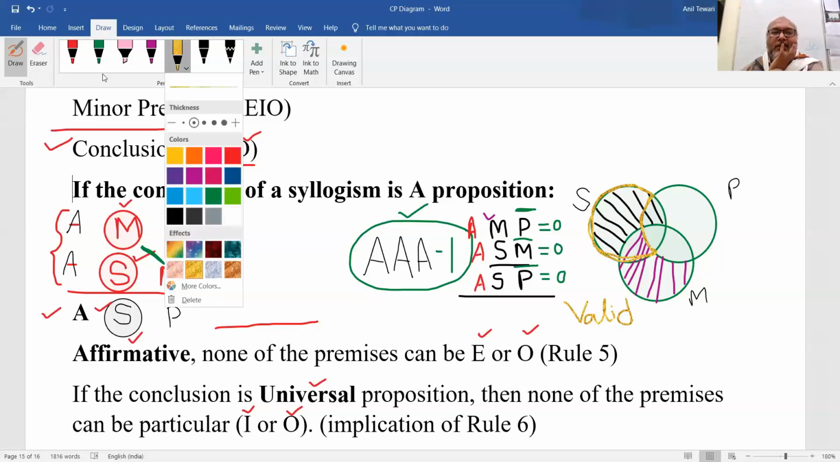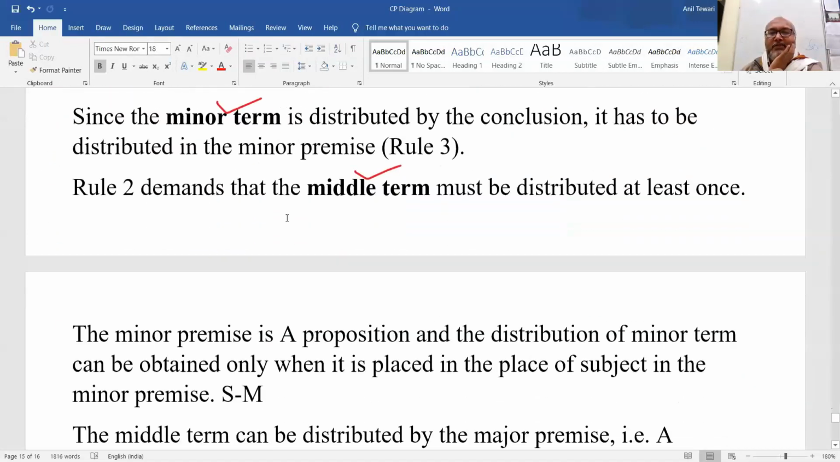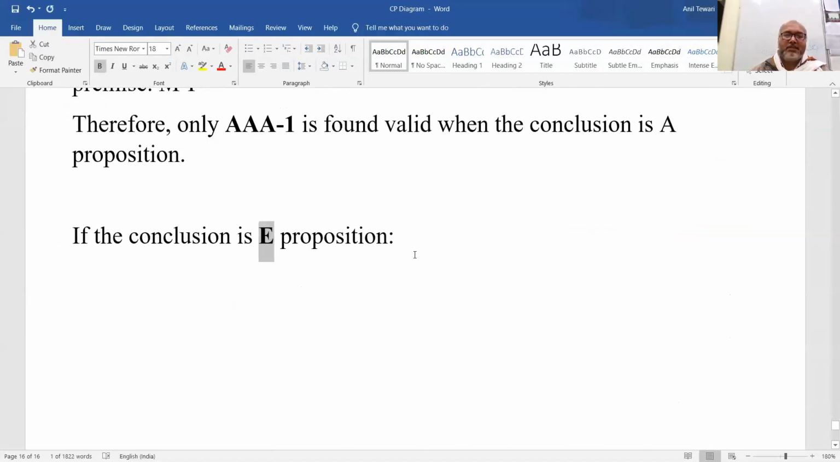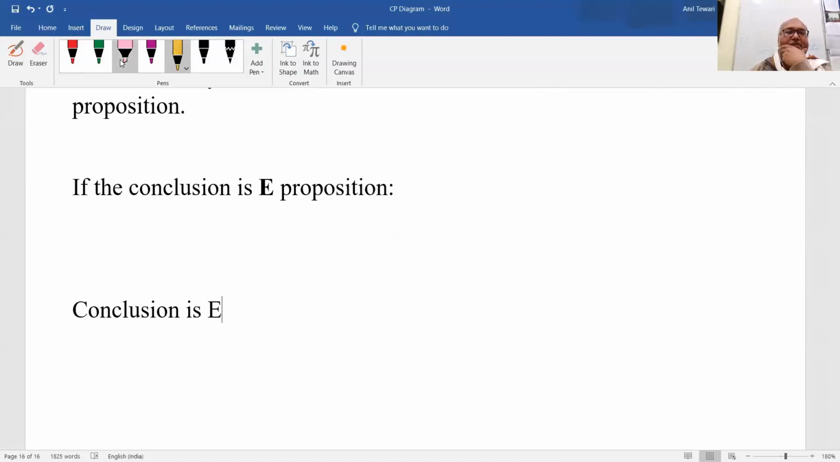So now we have done one part. If the conclusion is A, what is the possibility? Okay. Raise this question again. If the conclusion is E proposition, what are the possibilities? Again, you have to do the same exercise. Your conclusion is E proposition. So start from raising the question, what is it, negative or affirmative? And then say, is it universal or particular? Then see distribution, and then apply the rules.